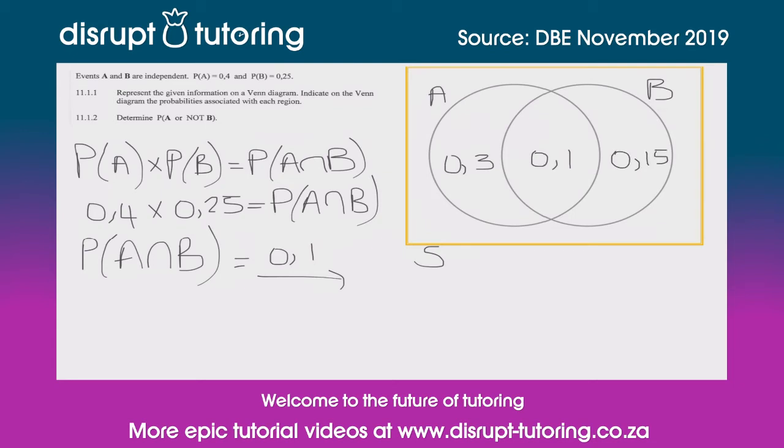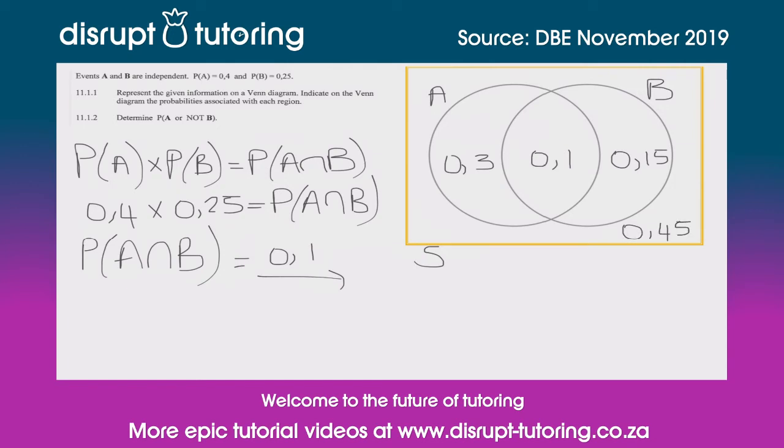Okay, but remember, that's only if one of the events happens. We now also need to figure out the chance that none of the events happen. So if we add all of those up, we see that it's 0,55. So if we take 1 minus 0,55, we get 0,45, and that is the chance that neither of the events happen.